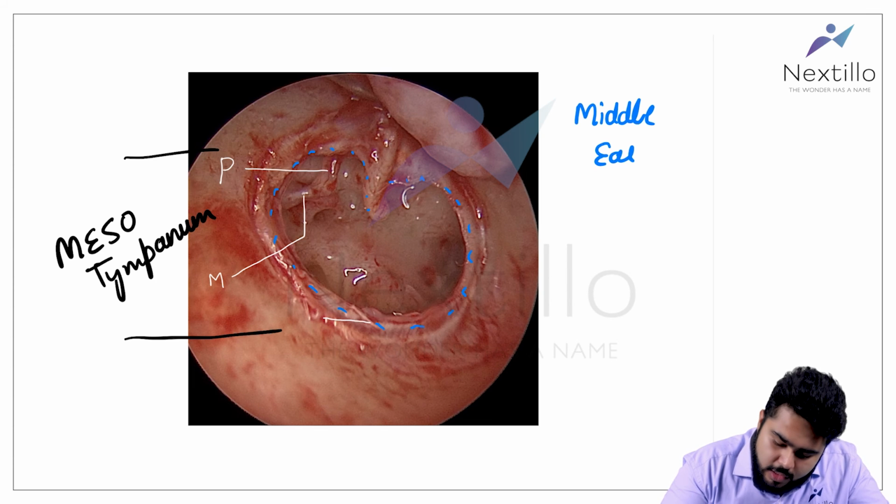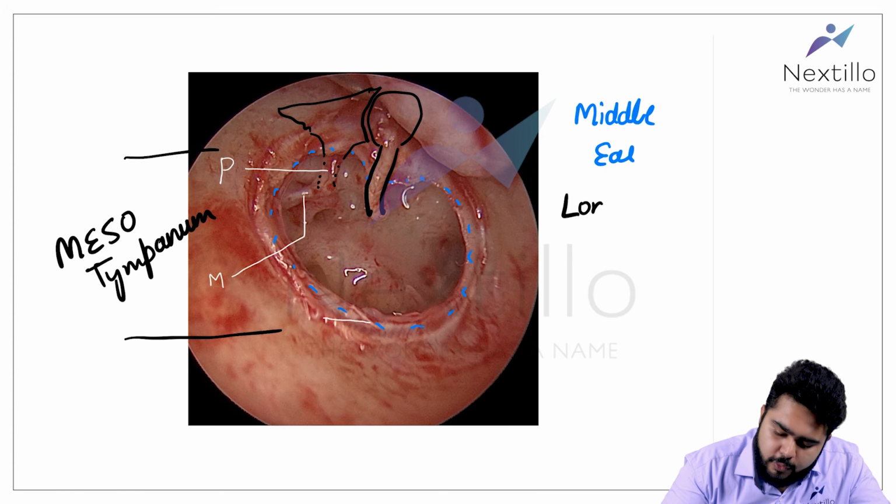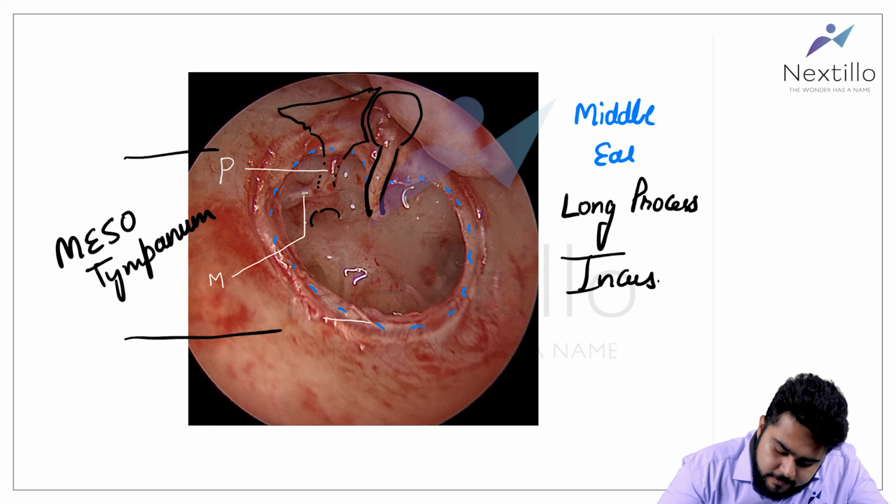Mesotympanum. Now this will be the handle of Malleus. Right? Head will be somewhere here in the epitympanum. We are not talking about that. Then somewhere here will be the short process of incus, body of incus, and this structure which I have marked as P will be the long process of incus. Then this is the stapes, right?